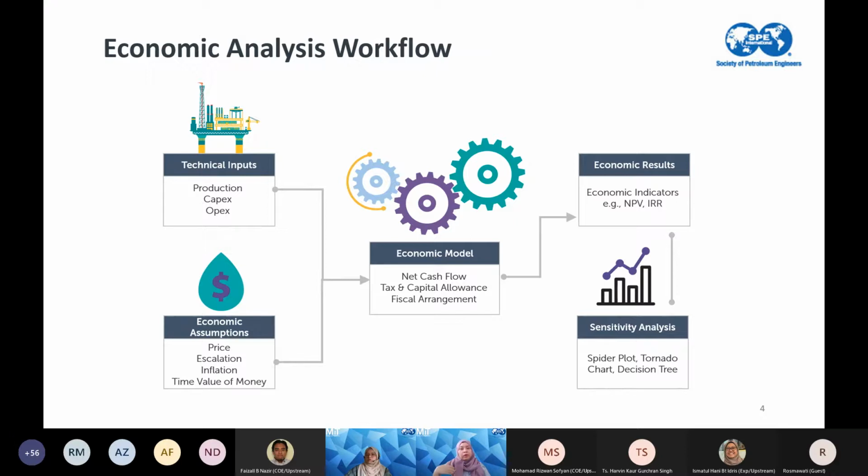And then from then on, we also tend to do sensitivity analysis. These are like what ifs. What if production was higher? What if prices were lower, right?